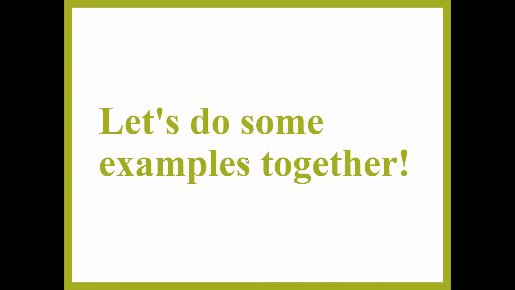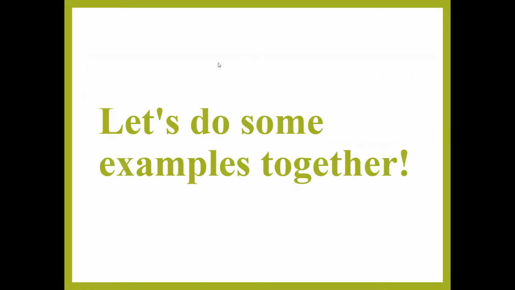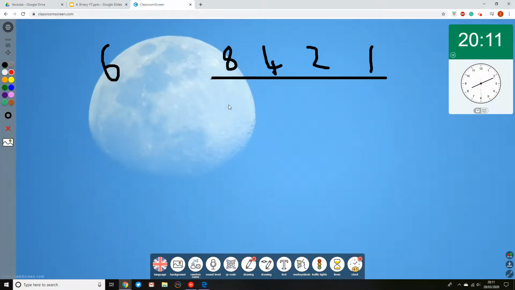You can also check the answer's correct. Our number was 5 originally. You'll see at the top there's 4, and that's 1, and there's a 1 in the 1 column. 4 add 1 is 5. That represents that. All right, let's do a few examples together in case you're a little bit lost.